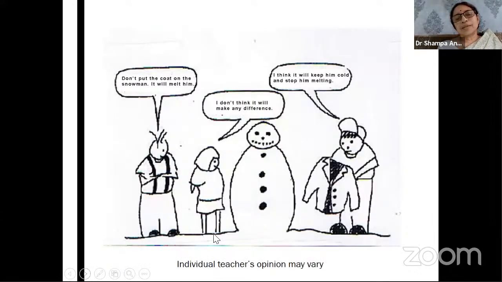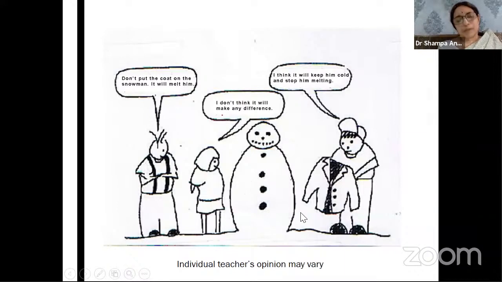So it is something like this. This is another challenge I feel: in small group teaching, all the teachers may not have a uniform opinion. For example, this person feels that if the coat is put on the snowman, it will melt him, whereas another person feels that no, it will prevent melting, whereas the third person feels it will not make a difference.